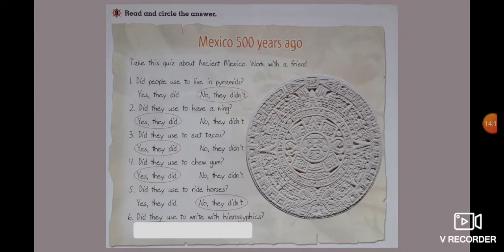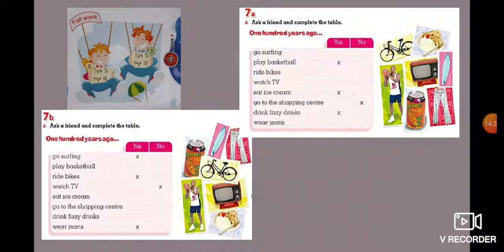Did they used to write with hieroglyphics? Yes, they did, or no, they didn't. In this case, yes, they did. Yes, exactly. They used to write with hieroglyphics, and you have a picture here in your book, yeah? Exactly. Okay, excellent. So let's see. Now we have the pair work. This one is on pages 155 and 119.